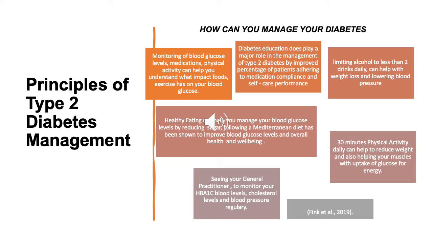Limiting alcohol to less than 2 drinks daily can help with weight loss and lowering blood pressure. Healthy eating can help you manage your blood glucose levels. By reducing sugar, following a Mediterranean diet has been shown to improve blood glucose levels and overall health and well-being. 30 minutes of physical activity daily can help to reduce weight and also helps your muscles with uptake of glucose for energy. See your general practitioner to monitor your HbA1c blood levels, cholesterol levels, and blood pressure regularly.